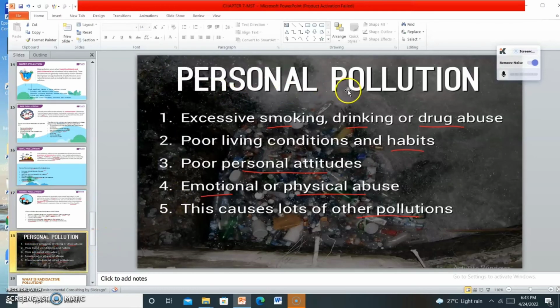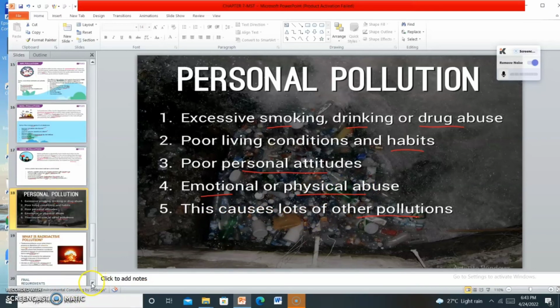Next is personal pollution. Personal pollution includes excessive smoking, drinking, or drug abuse, poor living conditions and habits, poor personal attitudes, and emotional and physical abuse. This causes a lot of other pollution.